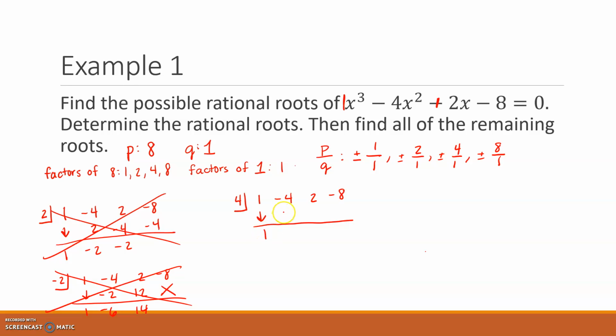All right, so I get 4, 0, 0, 2, and then 8. Hey, there we go. That's 0. So this means that 4 is a rational root. So that's one of my answers, x equals 4. Now I need to find the rest of the roots.